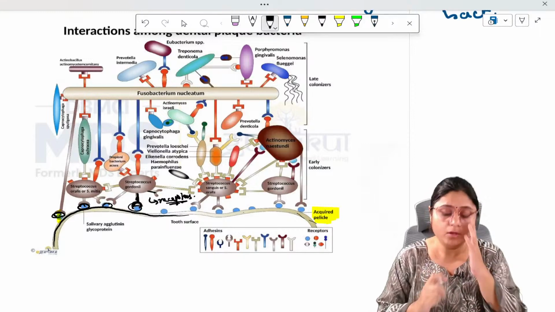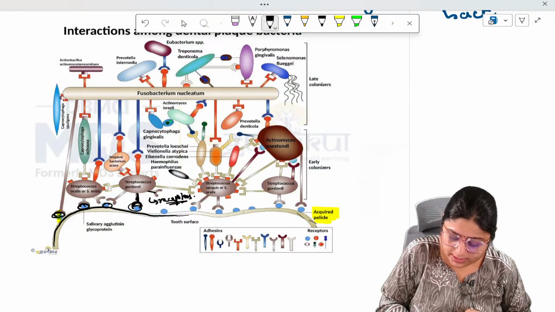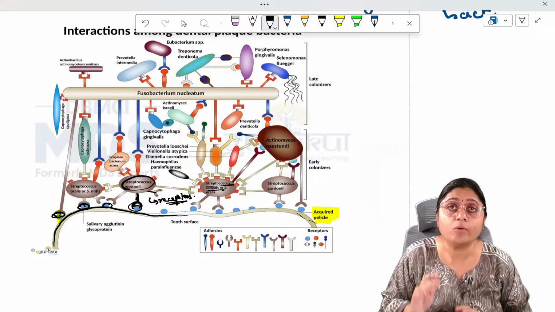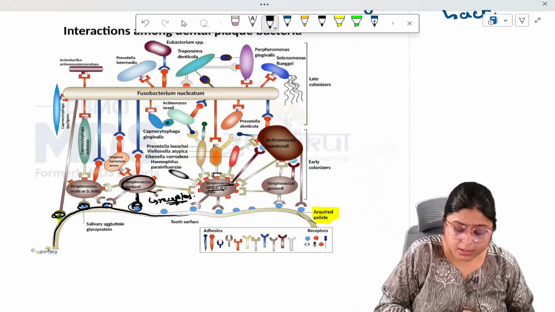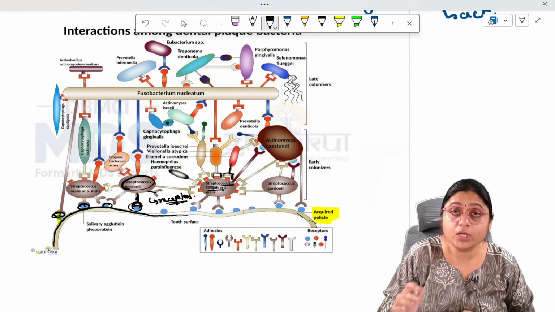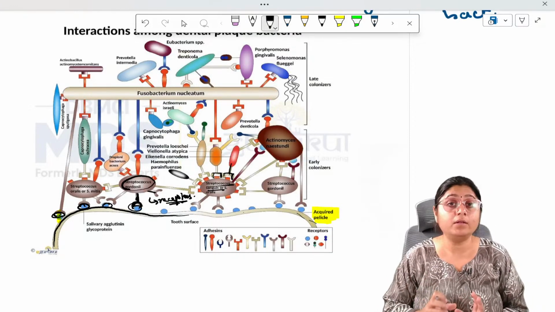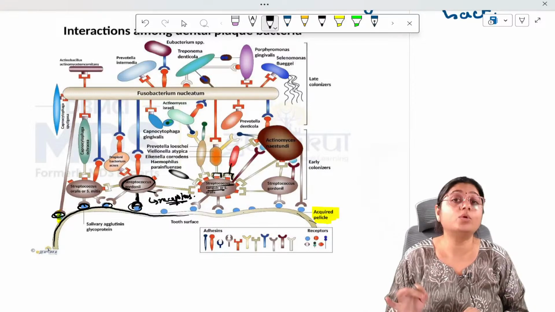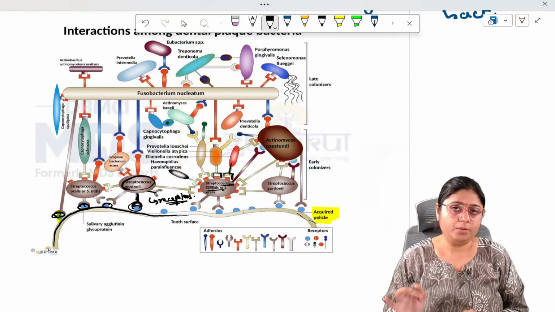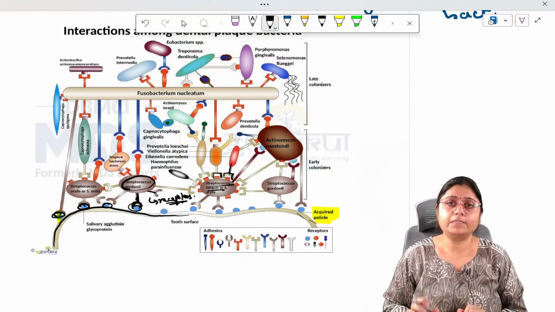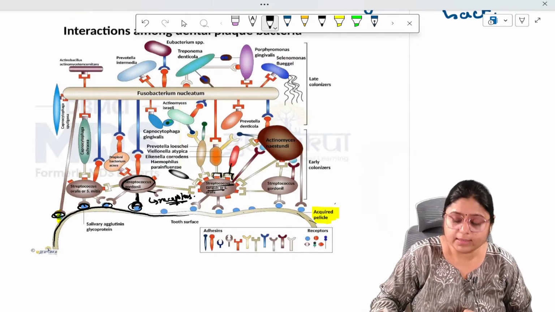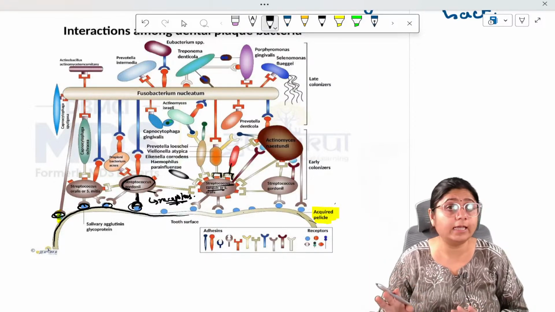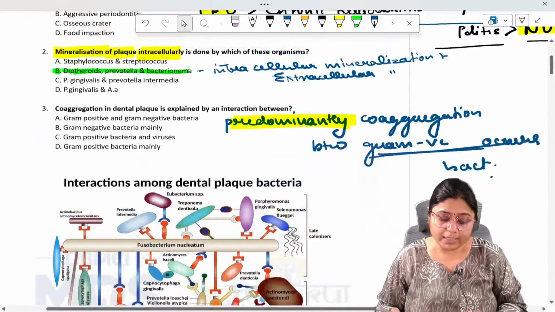Both of them have complementary receptors, and these complementary receptors will combine. They will decide, okay, I will combine with this molecule only. It is predetermined. So these receptors are very specific for a particular organism. That's why coaggregation is a highly specific stereochemical interaction between the bacterial surfaces. Okay, this is what coaggregation is, which you can see in this image. This we have studied in detail in our live classes also.